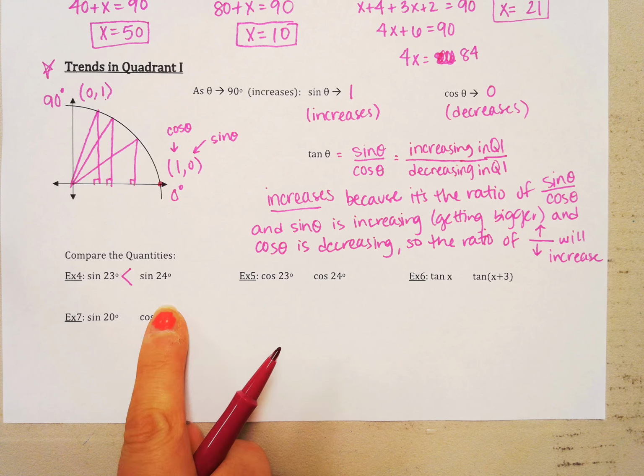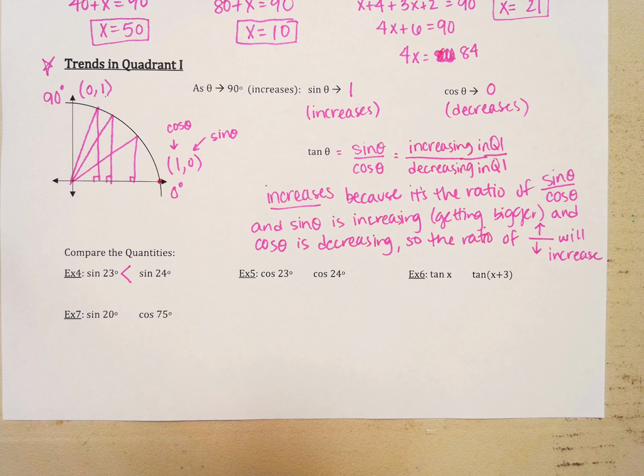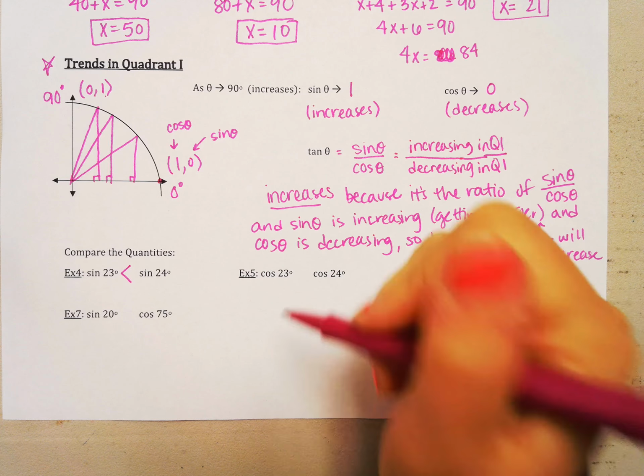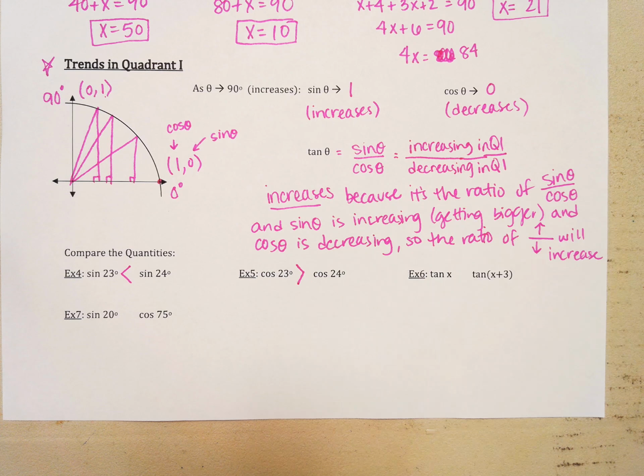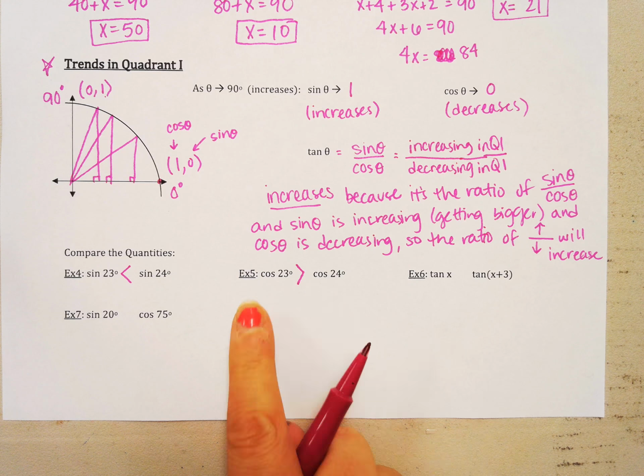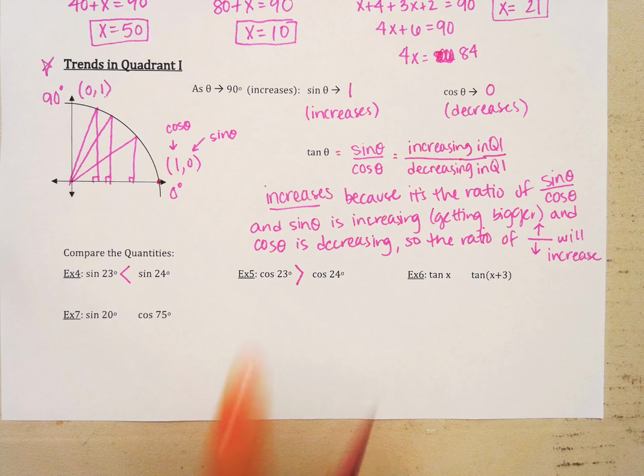Because my angle is bigger, my sine value is also bigger, because it's producing that bigger opposite side. But again, the opposite is true for my cosine. As I'm getting a bigger angle, my adjacent side is getting smaller, my x value is getting smaller. So as my angle gets bigger in quadrant 1, my cosine value is going to get smaller. A bigger angle would produce a smaller cosine value, which means that my cosine of 23 is going to be bigger than cosine of 24.